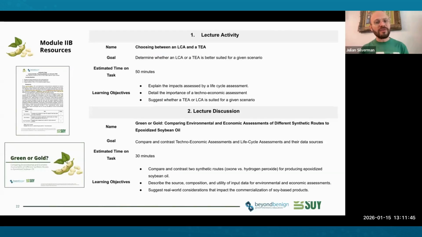Really, we want them to be familiar and comfortable with what's going on. And so to highlight the four different resources in the module that I'll be talking about today, we have things to really touch on the different things you can do with your course. We have a lecture activity. We have a lecture discussion.